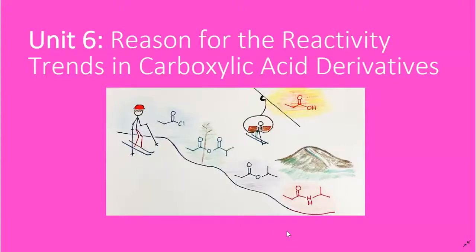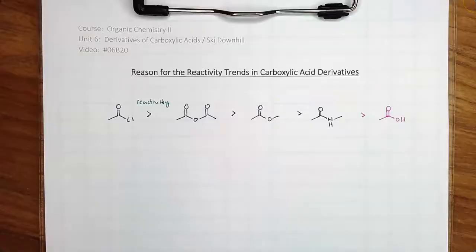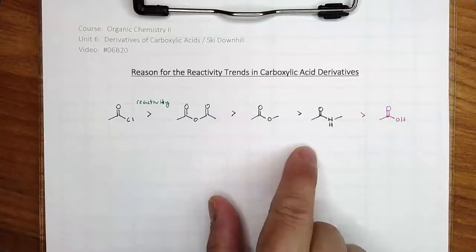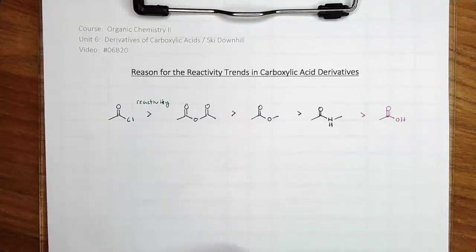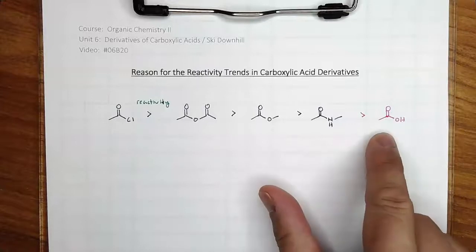Hi everyone. Now that we've seen and are a little bit more familiar with the four main carboxylic acid derivatives, in this video I want to try to explain why we see these reactivity trends. Why is the acid chloride more reactive than the anhydride, which is more reactive than the ester, which is more reactive than the amide? So here I have listed in order the reactivity of our four carboxylic acid derivatives, and actually all four of these are more reactive than the plain carboxylic acid.